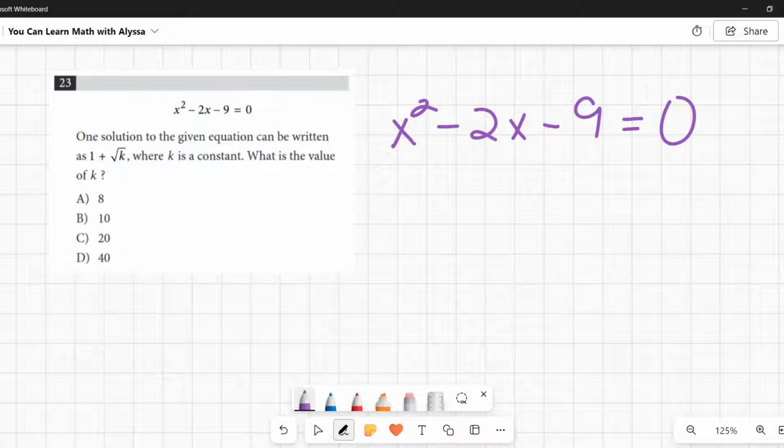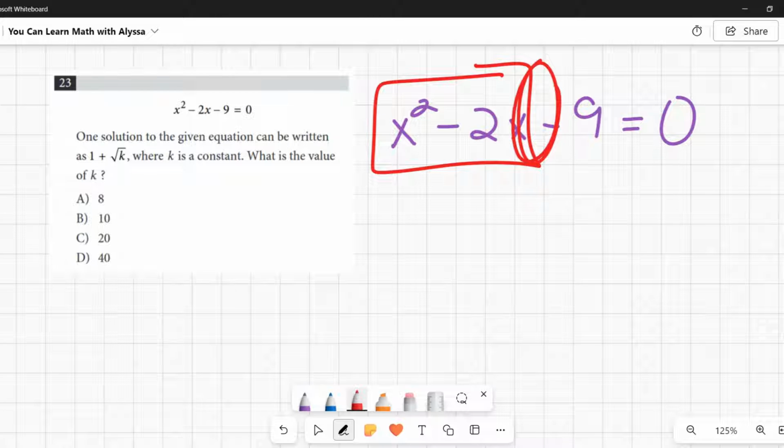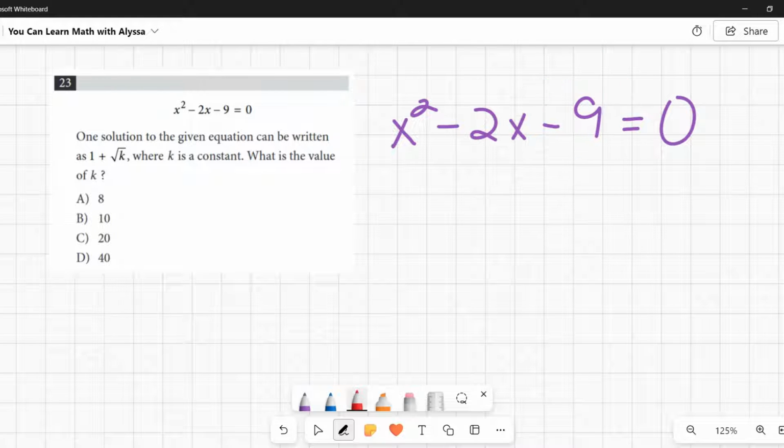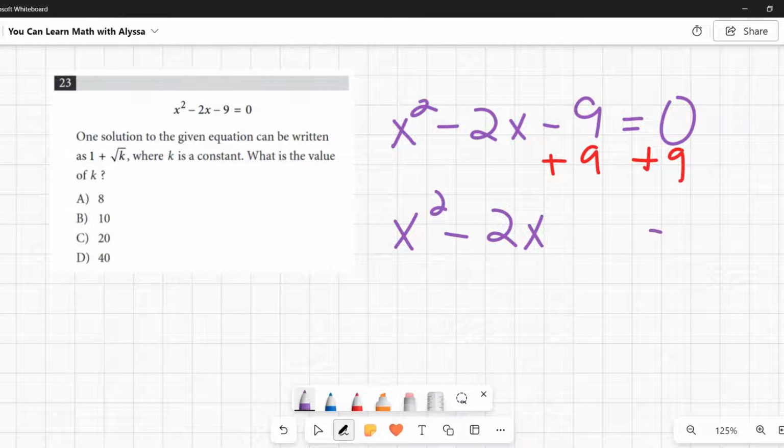Okay, so to complete the square, we're going to add something to these first two terms so that they make a perfect binomial square. So we're going to get rid of this negative 9 first. We're going to move it over here, so all we're dealing with is the x squared minus 2x. I'm going to add 9 to both sides, and I get x squared minus 2x on the left, and on the right, we get a positive 9.